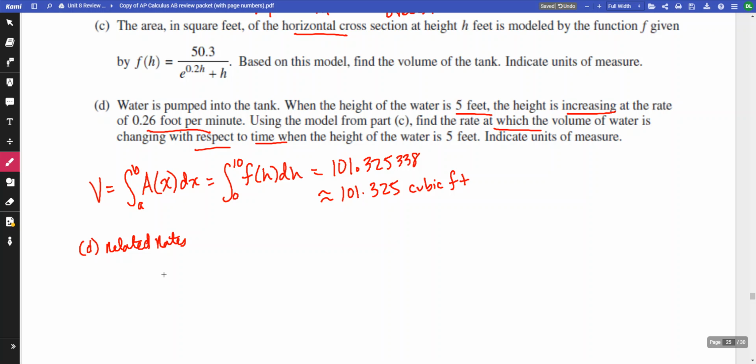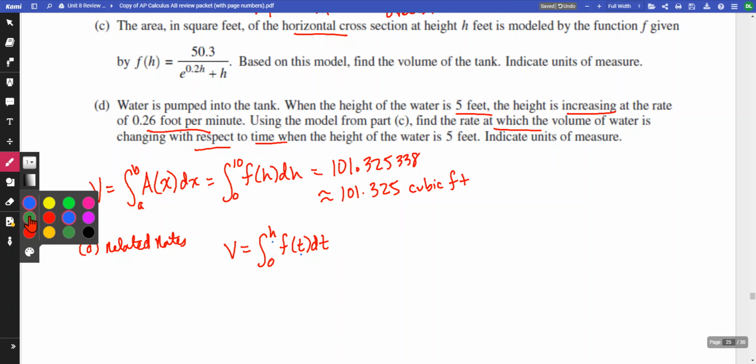All right, and if we're going to be working with related rates, we need to think about what's going to be that implication. So the volume is going to be equal to the integral from 0 to h of f of t dt. All right, so this is how I could describe the volume. Notice, and this is very important, that this variable is h because my final function has an h, and this variable is t because I'm doing this with respect to time.